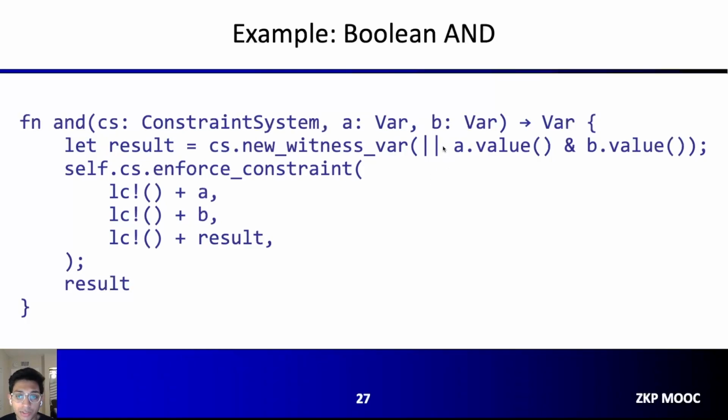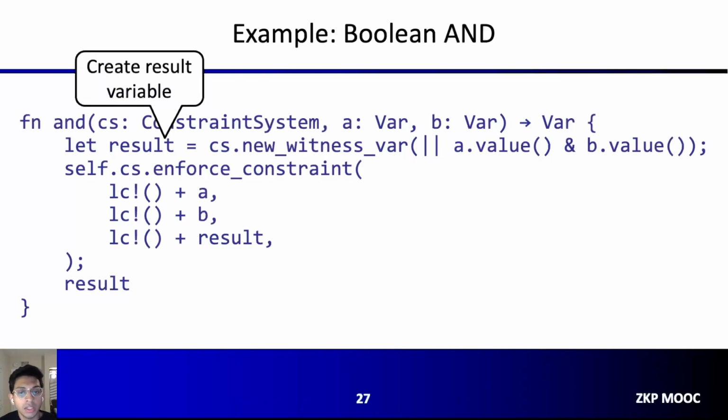And the value that's assigned to this variable is the value of A and the value of B. So we just do the logical AND between A and B, and that should be the value that's assigned to the result. Okay, so we've created a new variable, but now we have to enforce that it's actually correct, that it actually satisfies the constraint that namely it is the AND of A and B.